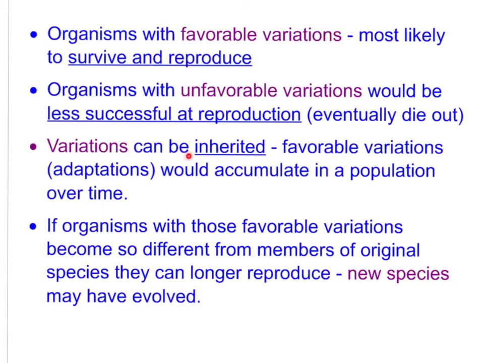Variations can be inherited, and we know that from observations and from data that we see around us. And favorable variations are called adaptations. Those variations would accumulate in a population over time. And then if organisms with favorable variations become so different from members of the original species that they can no longer produce, we get a new species that evolves. So that is the idea behind natural selection, which explains the process of evolution where organisms change over time.